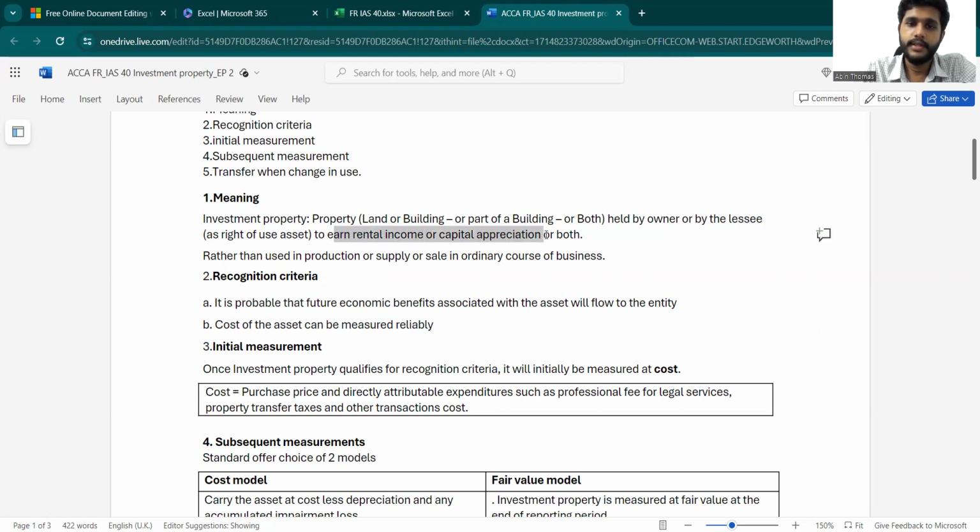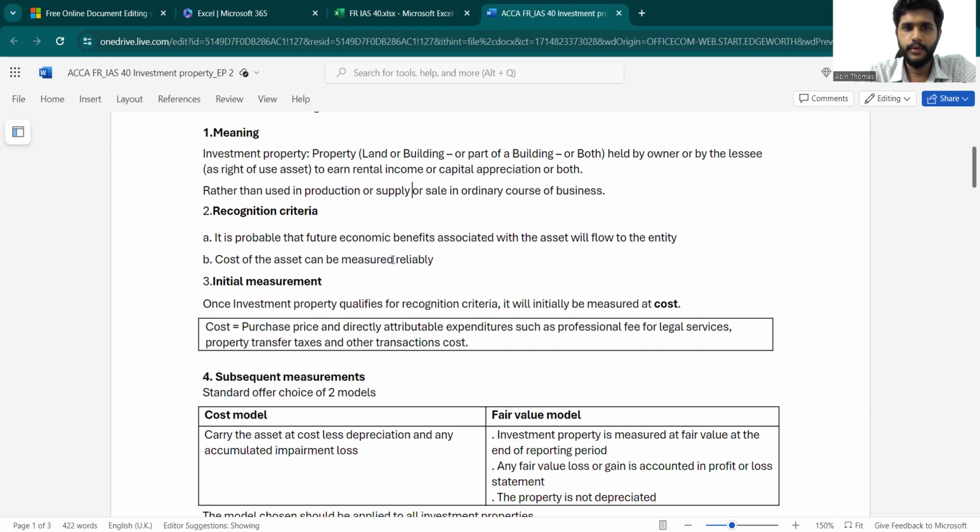When an organization uses it for their administrative purpose, would they be able to generate rental income? No, because their employees themselves are using the building space. So this condition is not met. In such a case, it should be accounted under IAS 16. In all the other cases, it should be under IAS 40. I believe you got the understanding about the meaning and the recognition criteria, right?